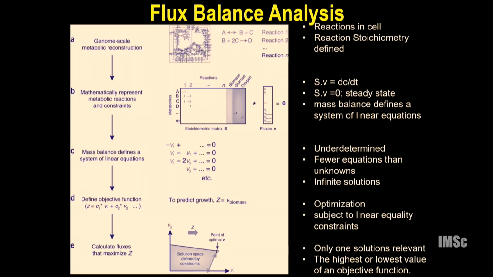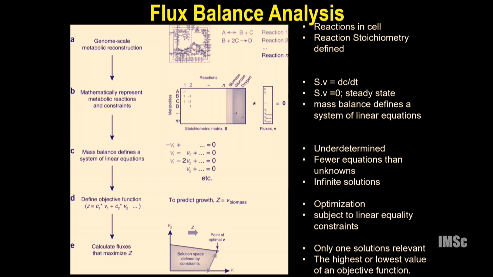So essentially you end up with an underdetermined system with fewer equations than unknowns, and therefore you have infinite solutions, and therefore you need to call in the idea of linear optimization, which is subject to linear equality constraints, and you end up with one solution which is relevant, either the highest or lowest value of that objective function.